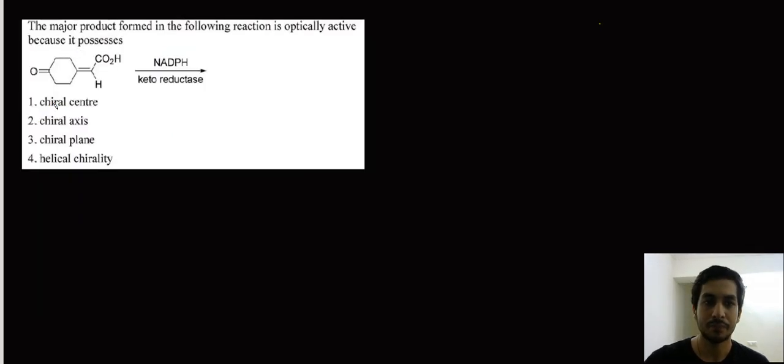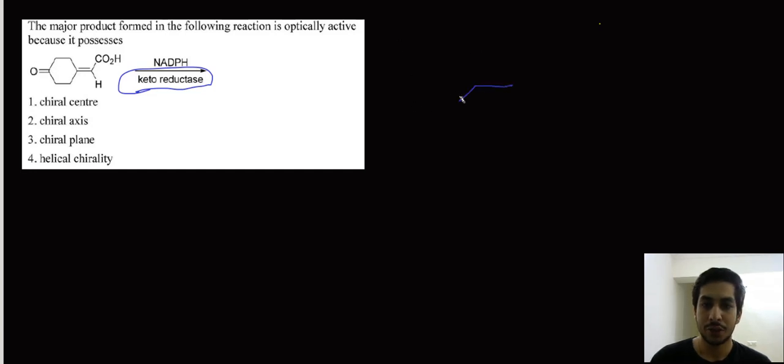All right, this is an interesting question, again a little different than the usual questions that are asked. The question says that the major product formed in the following reaction is optically active because it possesses what? So you are basically doing a reduction, and it's a keto reductase. This is a big hint given to you. So that means this carbonyl group will be reduced.